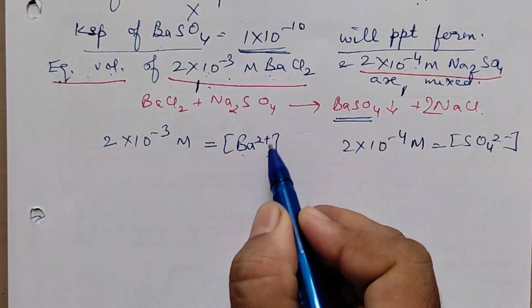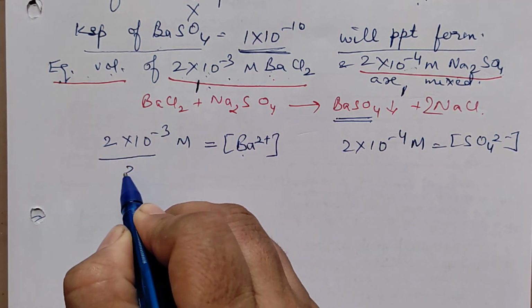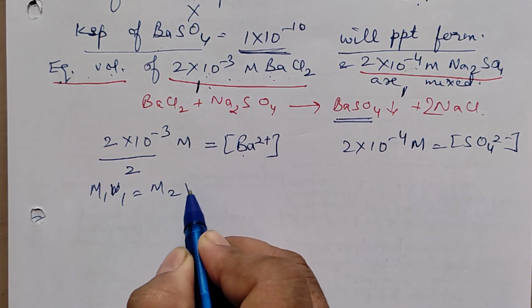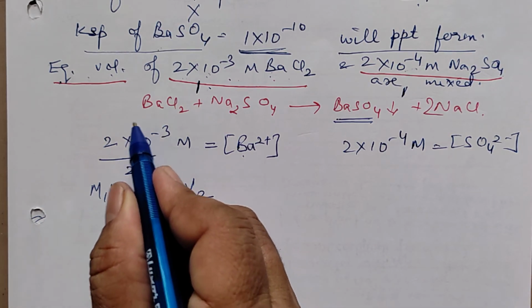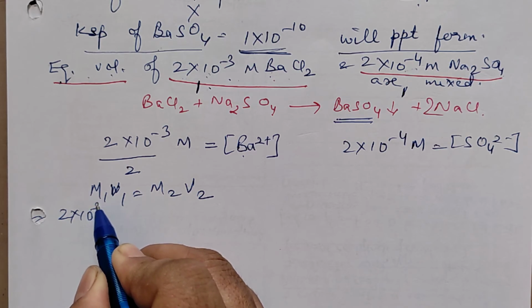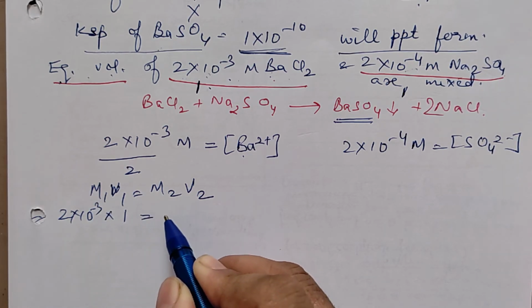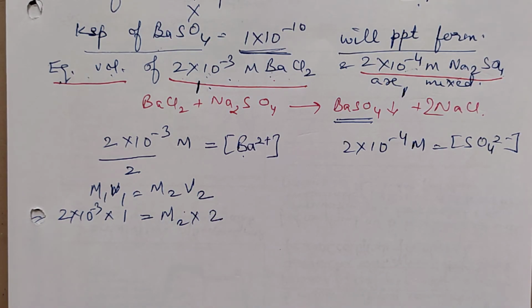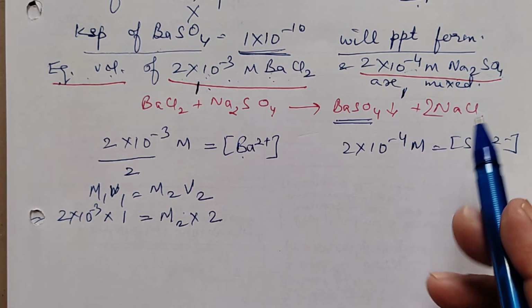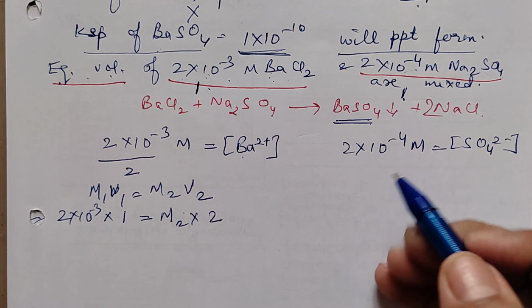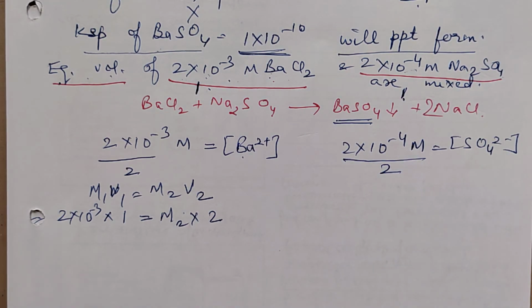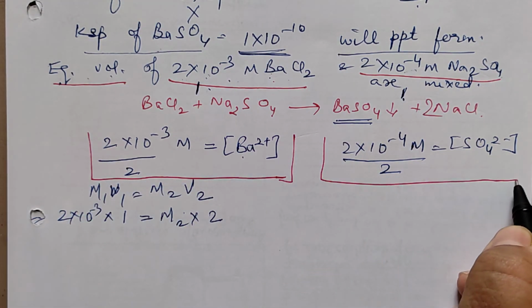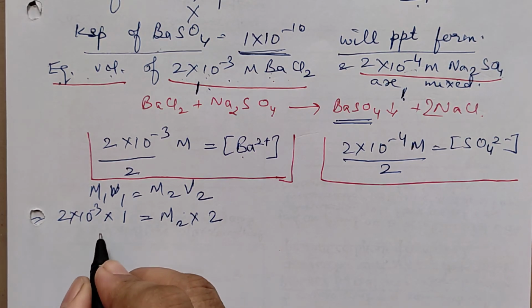So the overall barium concentration will be this divided by 2. That means we are applying the dilution formula, M1V1 is equal to M2V2. Whatever the concentration here, 2 into 10 to the power minus 3 was the concentration in 1 liter. What will the concentration M2 in 2 liters be? It will be divided by 2. The same is applicable for sulfate also. This is the concentration in 1 liter, so in 2 liters this will be divided by 2. So this is the actual concentration of barium ion, and this one is the actual concentration of sulfate.